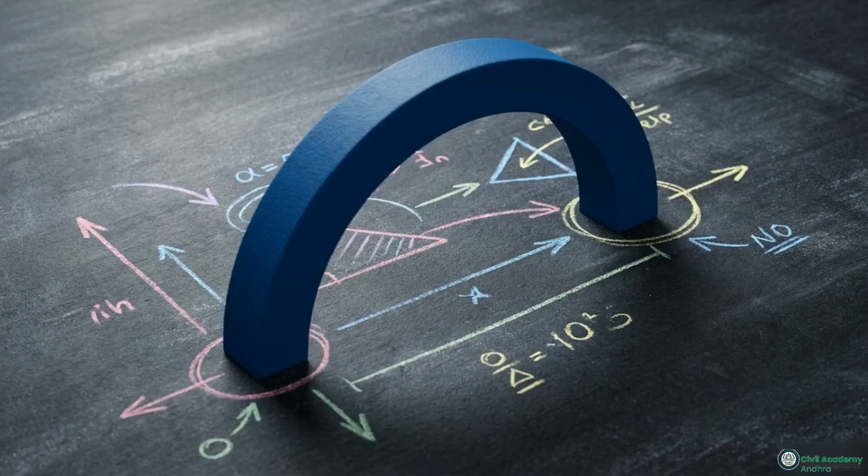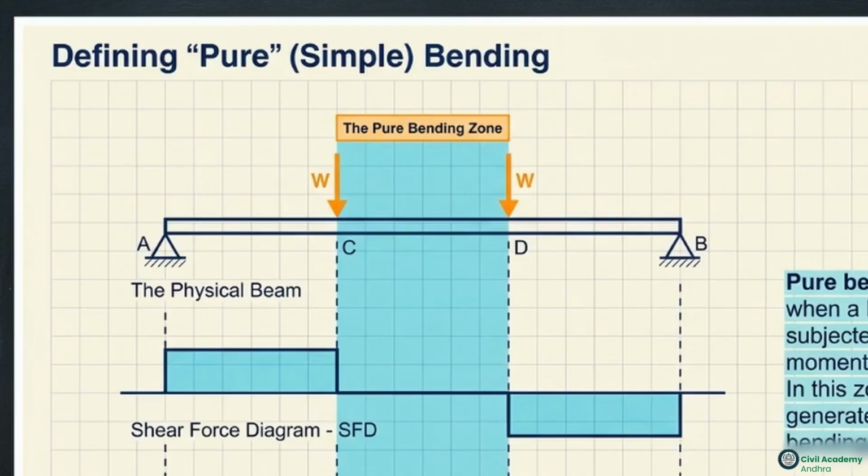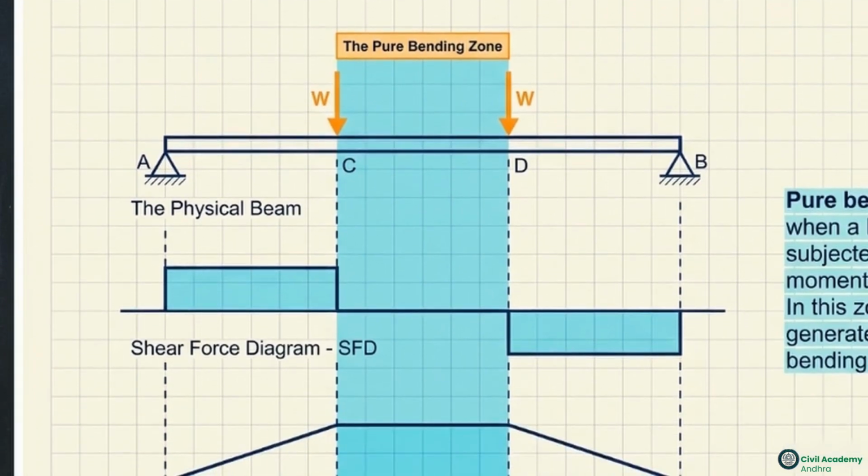To calculate these bending stresses accurately, we first have to isolate a highly specific, idealized physical state, known as pure bending or simple bending. This schematic illustrates how we create that state. We have a standard simply supported beam subjected to two equal point loads, labeled W, positioned symmetrically. Looking directly below at the shear force diagram, notice the zone between points C and D. The shear force drops exactly to zero.